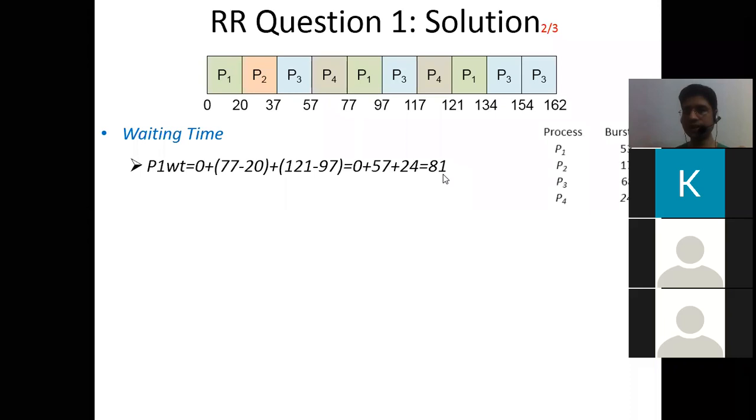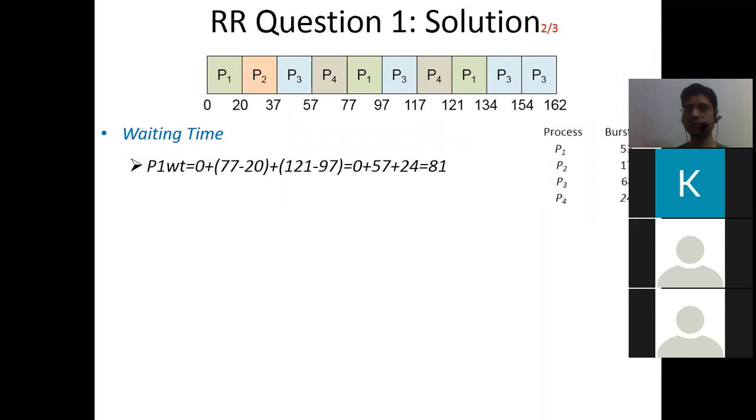Ashutosh is saying burst time minus arrival time. This is not true directly for round robin, because here you have to calculate the time difference between the turns of the processes. So please properly understand what I am telling you. And this is the very simplest method.